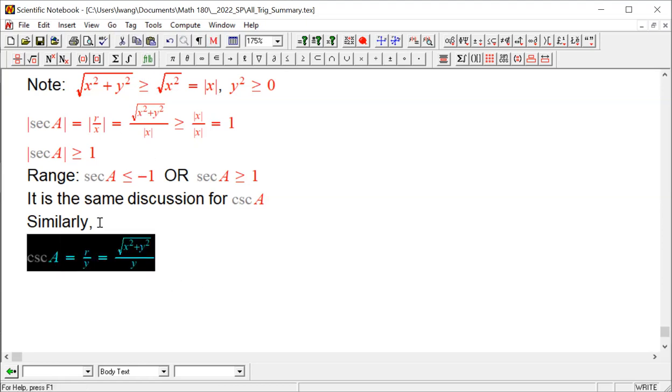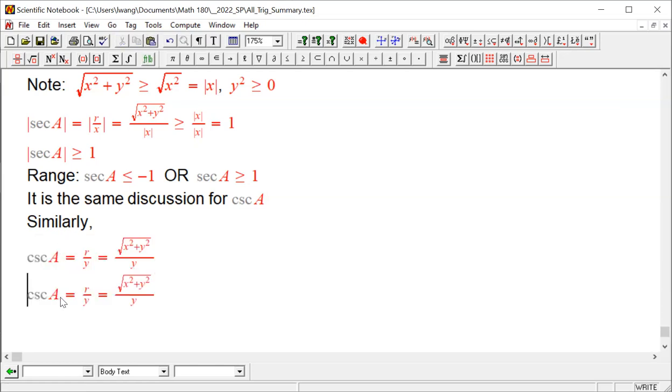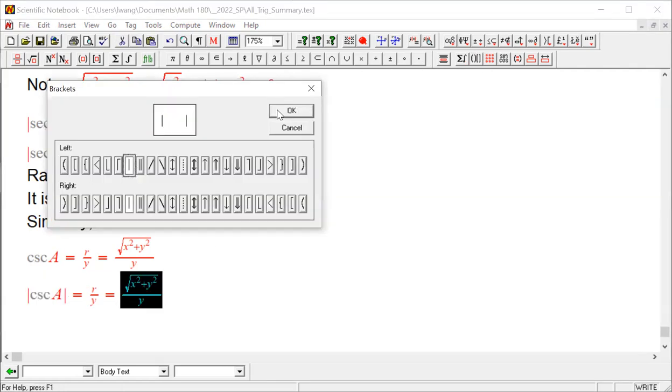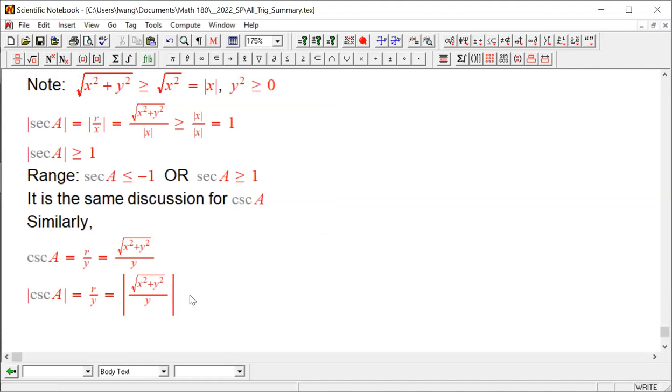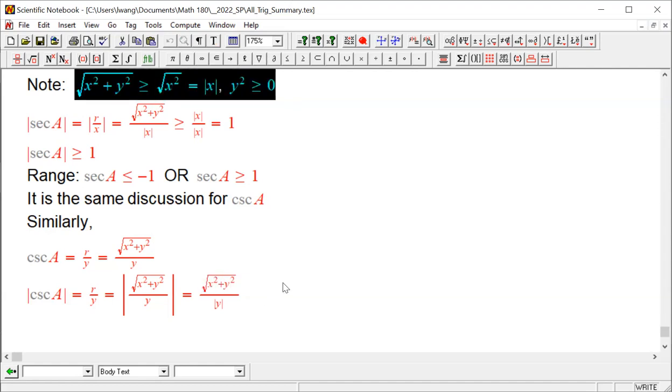And then we take the absolute value on both sides, and this will turn out to be the absolute value. The top is always positive, right? We know r is always positive, and in the denominator is the absolute value of y. Just like what we did here, we can do something similar.